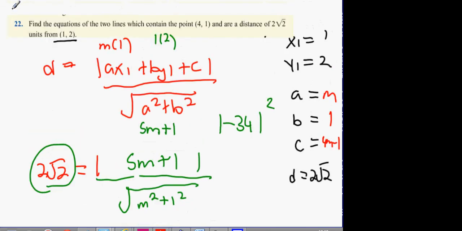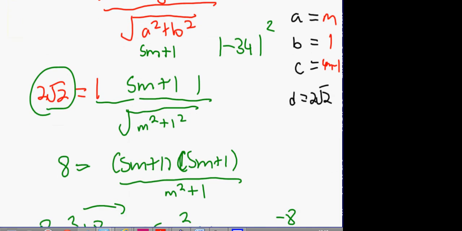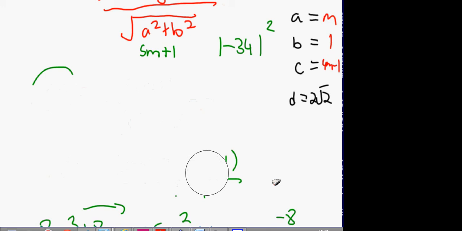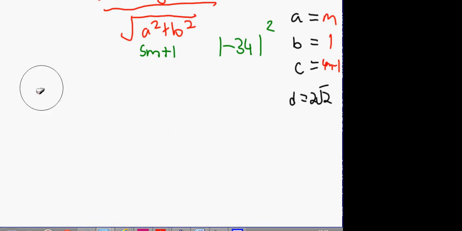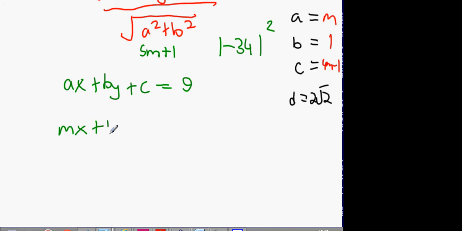Does it ask for the slopes or the equation of the lines? It asks for the equation of the two lines. Stop for a second. The equations of my lines are this, lads. Do not move. Okay? The equation of my line, I did it earlier. It was ax plus by plus c, and what it was, was mx plus 1y plus 4m minus 1 equals 0. m has two values. m has minus 1, and what's the other value?